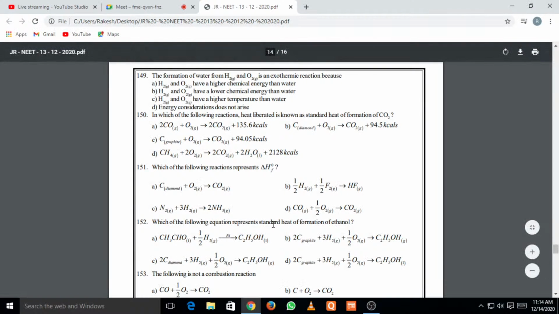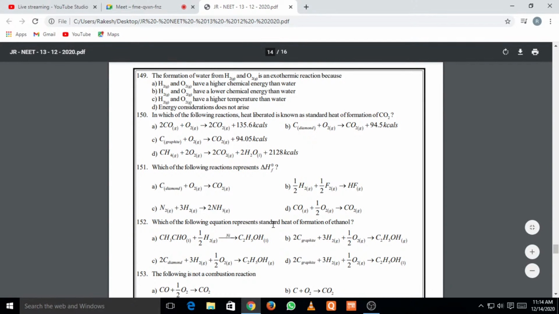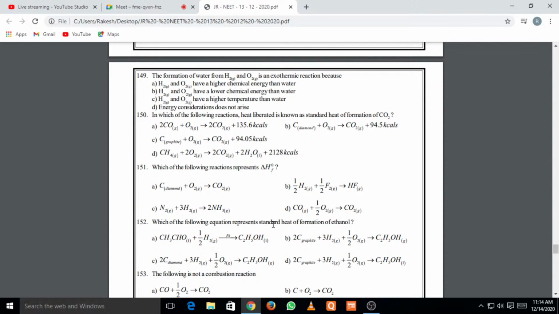Right. Now let me discuss. The heat of formation of water is an exothermic reaction because H2 and O2 have higher chemical energy than water. It's correct. So this is exothermic, and this is H2O in liquid state. The enthalpies of H2 and O2 are higher than that of water, and this energy comes out as delta H.